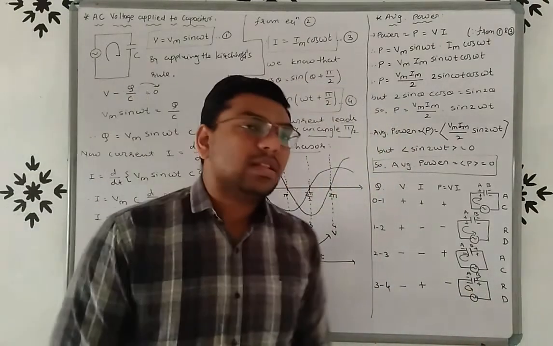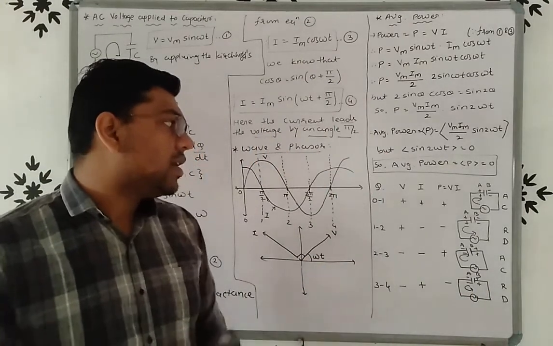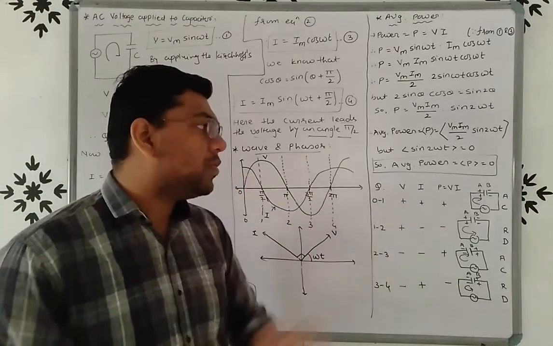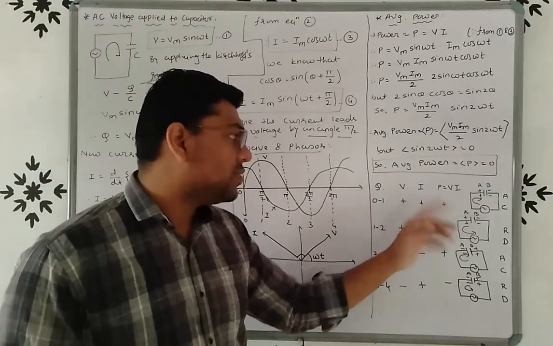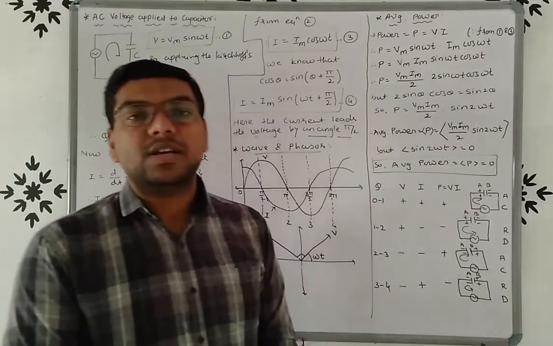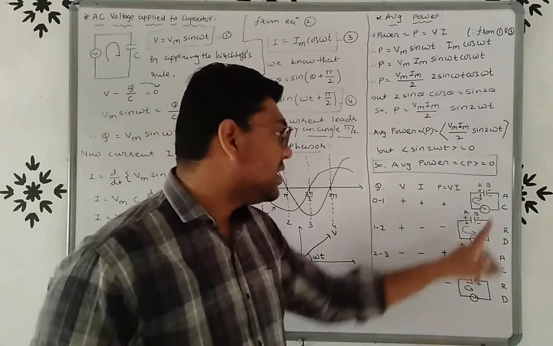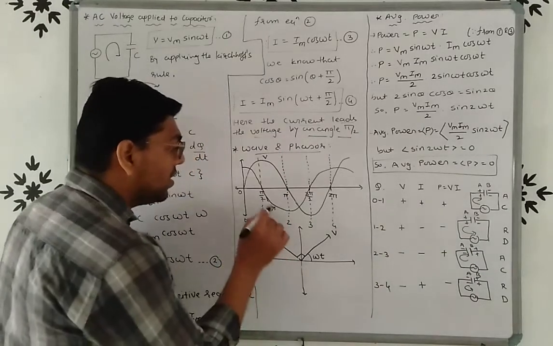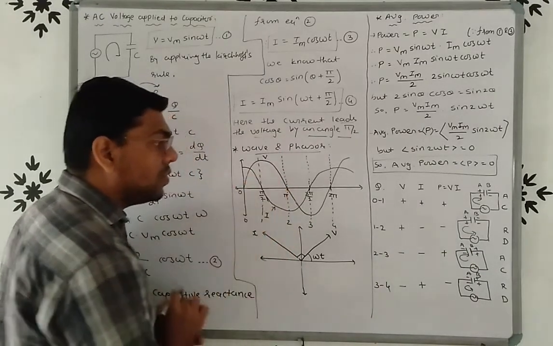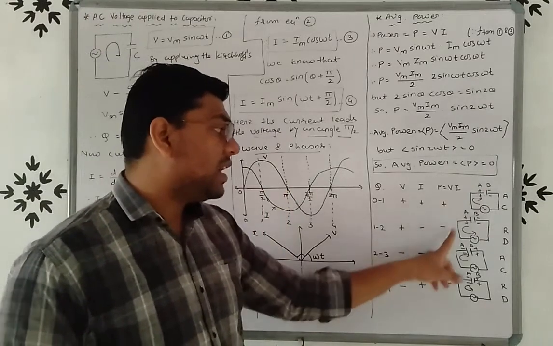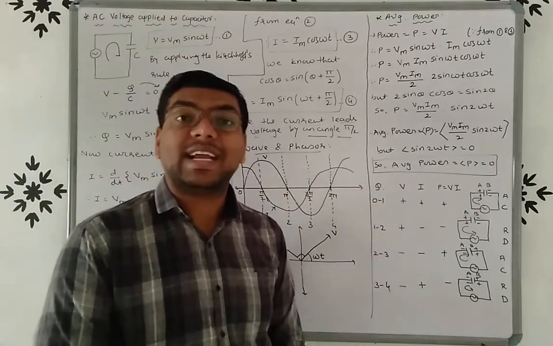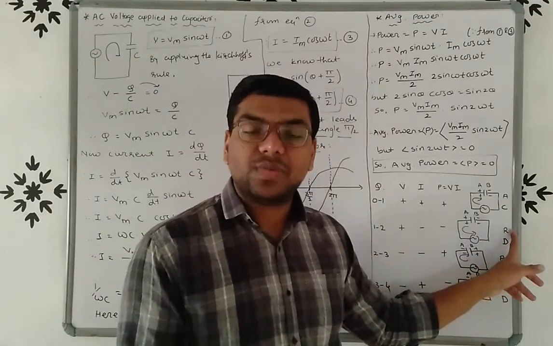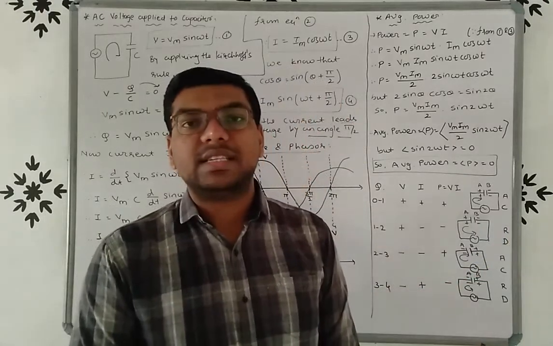So these are the different quarters, right? For the first quarter, V and I are both positive, so the product is positive, the energy is absorbed, and the capacitor starts charging. For the second quarter, current is negative and voltage is positive, so the product of V and I is negative. So the energy is released, and we can say that the capacitor starts discharging, right?